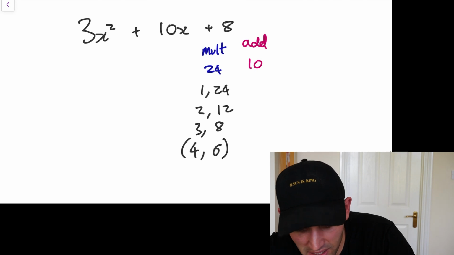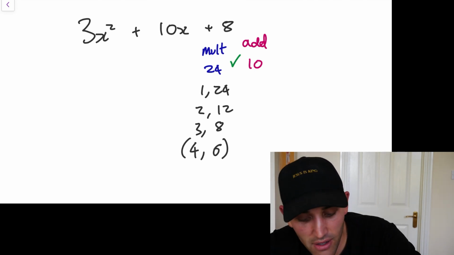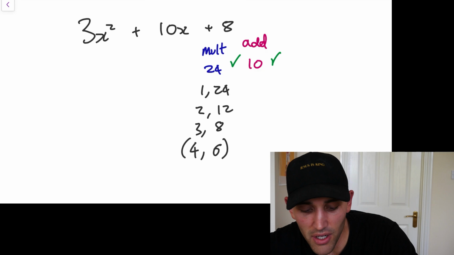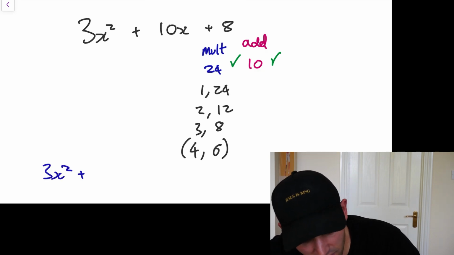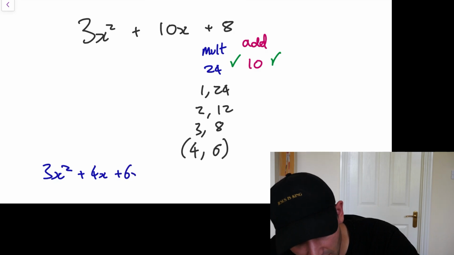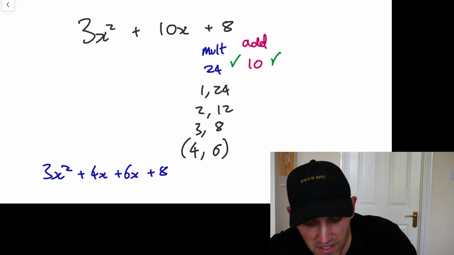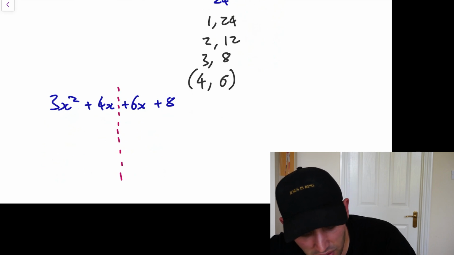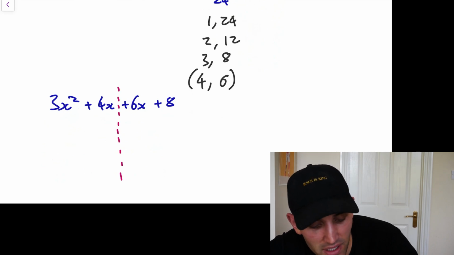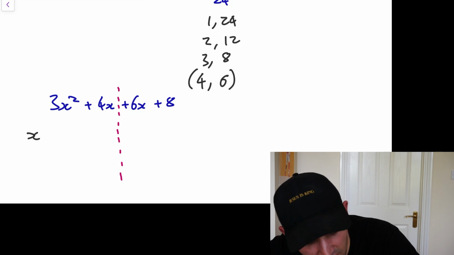4 multiplied by 6 gives us 24. Tick. 4 add 6 is 10. Tick. Okay, so we can rewrite this: 3x squared plus 4x plus 6x plus 8. This is just an expression, so there's no equals 0 there. Dotty dotty. Highest common factor looks like it's just x, so that's x.